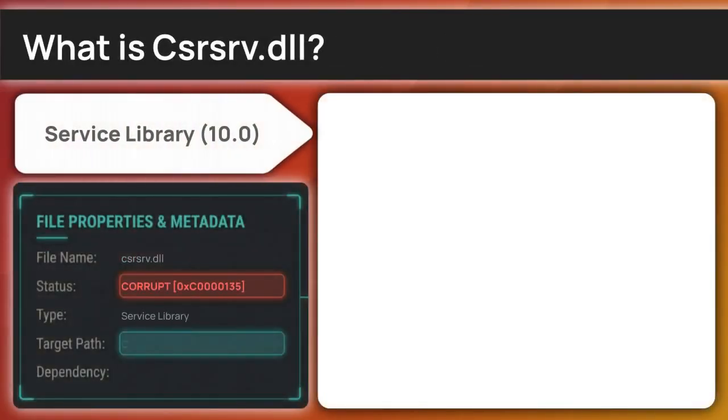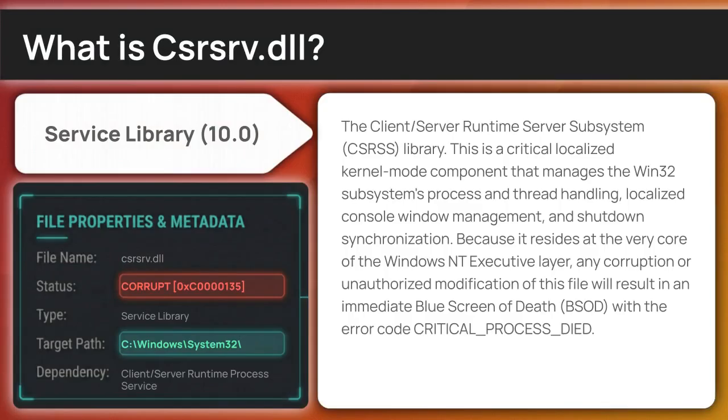This is the CSRSRV library, the Client and Server Runtime Server Subsystem CSRSS library. This is a critical localized kernel mode component that manages the Win32 subsystems process and thread handling, localized console window management, and shutdown synchronization. Because it resides at the very core of the Windows NT executive layer, any corruption or unauthorized modification of this file will result in an immediate blue screen of death, BSOD, with the error code critical process died.